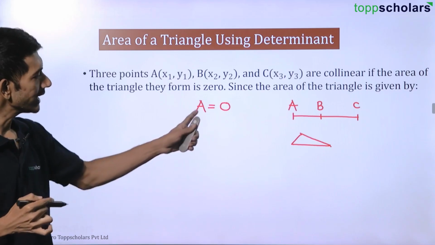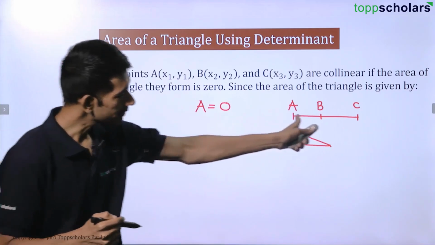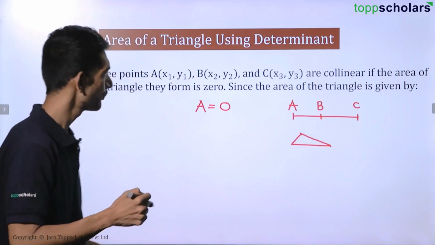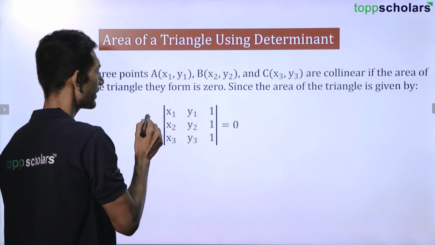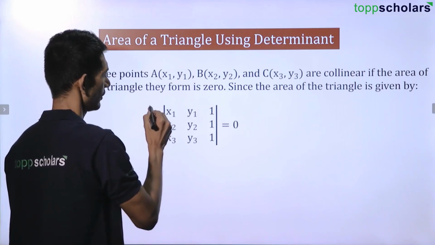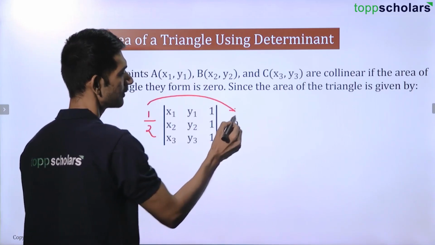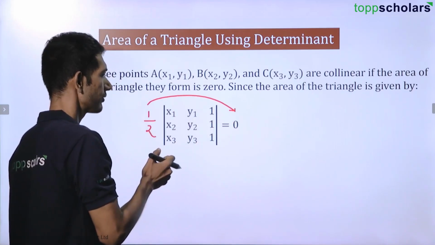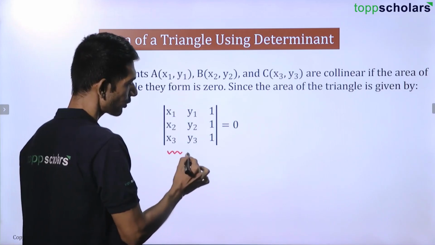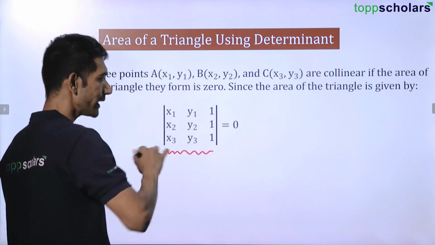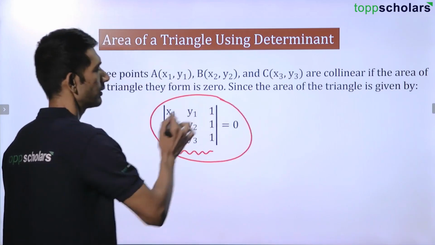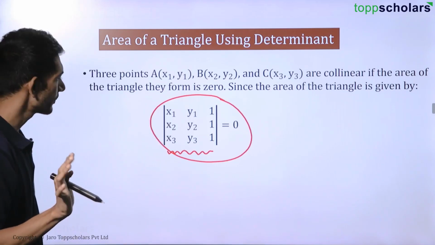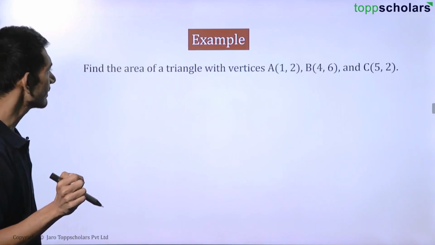So whenever you get the area of the triangle as 0, that means the 3 points lie in a line like this. There is no area. The area is 0. Area is not formed. Clear? So indirectly, we have a half here, right? If I take this half to the other side, that half is anyways going to be eliminated because 0 divided by half is 0 only. That means this part is 0. That is, if 3 points are collinear, this determinant is 0. That's it. Correct?